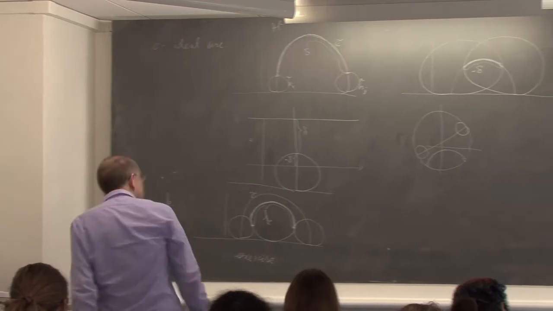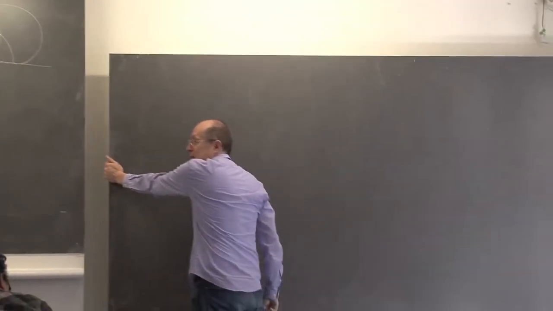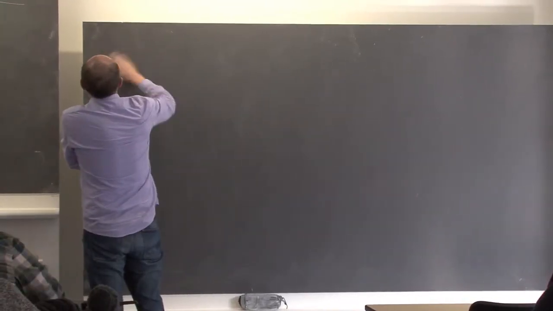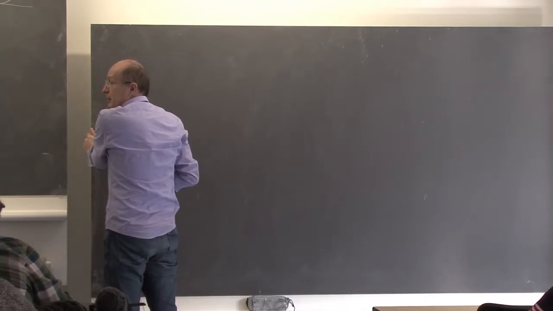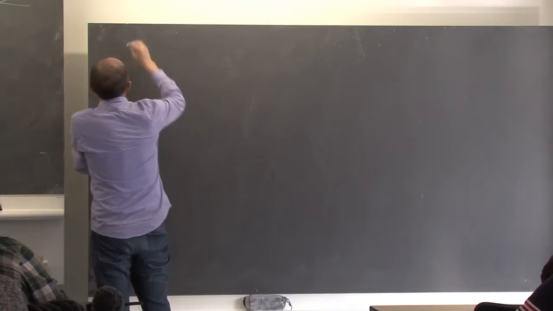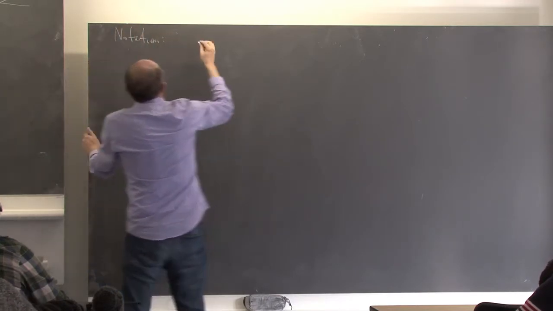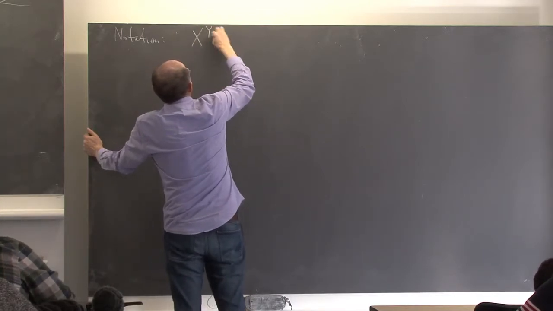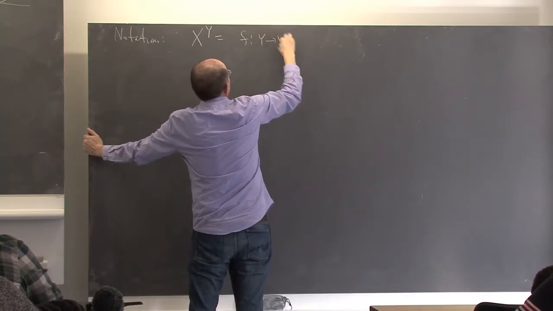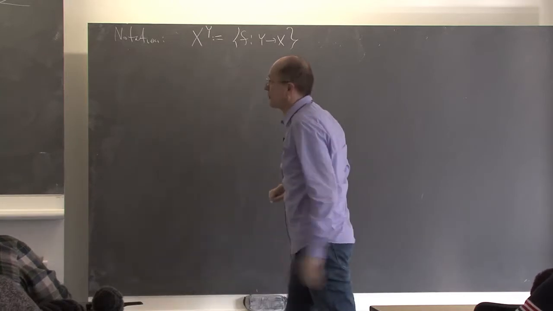So we approached the main part of today's lecture. There will be a theorem consisting of three parts, on which we will base the rest of the course, in a sense. But before, let me fix notation. X power Y will mean the set of maps from Y to X. Okay, this is a definition.